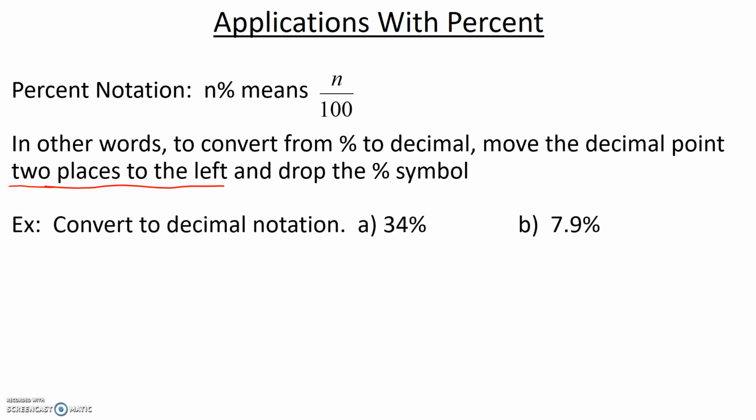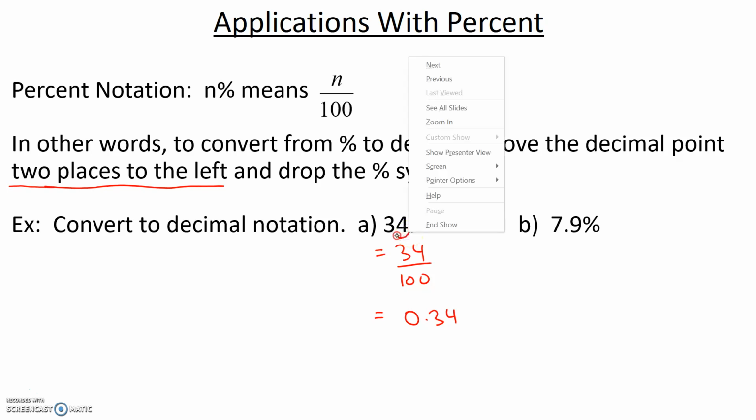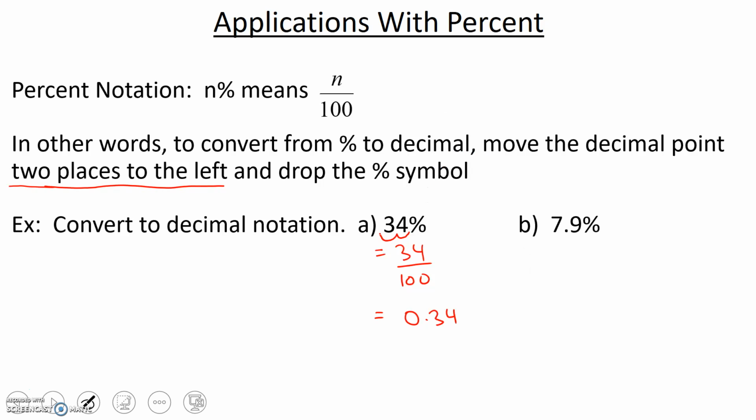For example, in order to convert 34% to decimal notation, remember percent is over 100, so we can write this as 34 divided by 100. If you type this in your calculator, you will get 0.34 as the answer. Now we could have skipped the middle step and simply moved the decimal point 2 spaces to the left, which would give us the same result, which is 0.34.